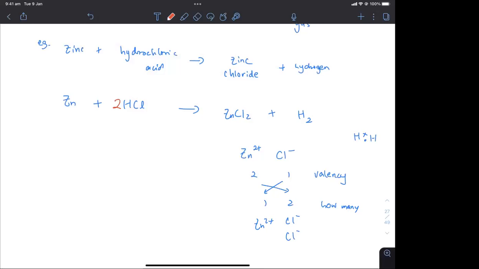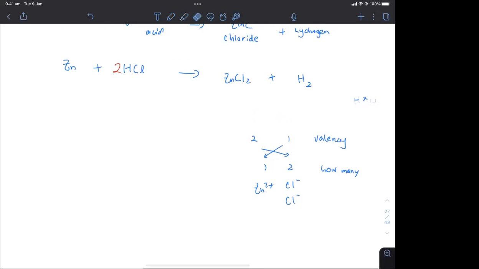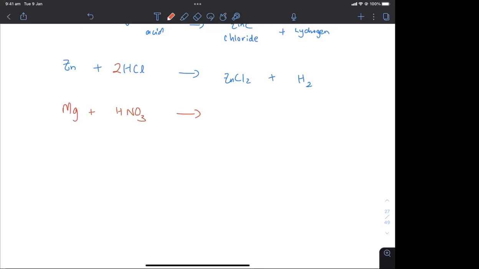Okay. Now let's try another one. Hazwan, your mic might not be working, but try to unmute yourself and see whether you can answer this question or not. Magnesium plus nitric acid. Let's just use the word first. Magnesium plus nitric acid. We pronounce them first. What is the name of the salt, Hazwani? Magnesium plus nitric acid. Yes?